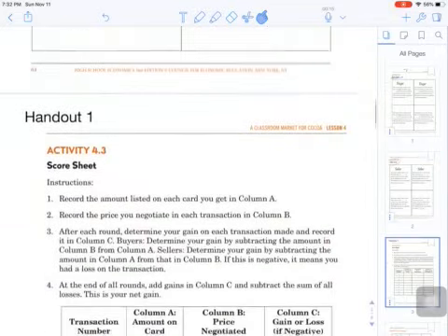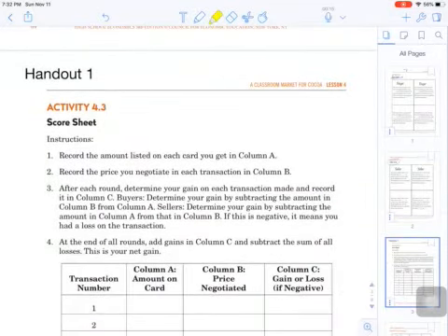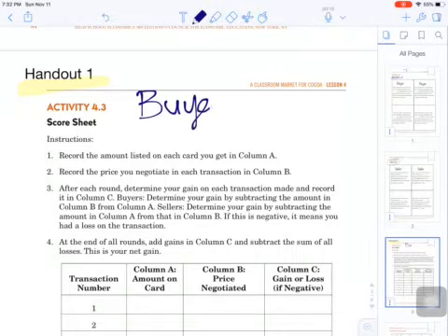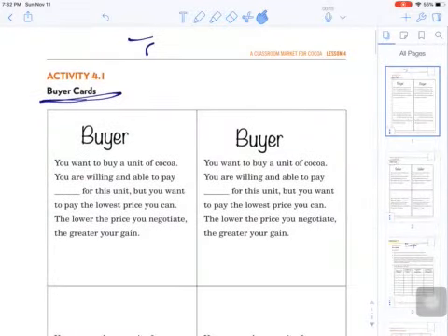They'll get this sheet of paper that says handout on it. Once you've handed them either a buyer or a seller card, have them write buyer or seller on the top of it, and then what their goal is. A buyer's goal is to pay the lowest price you can. Let's say their card says you have $20 you're able to pay for this unit, but you want to pay the lowest price you can. The lower the price you negotiate, the greater your gain.